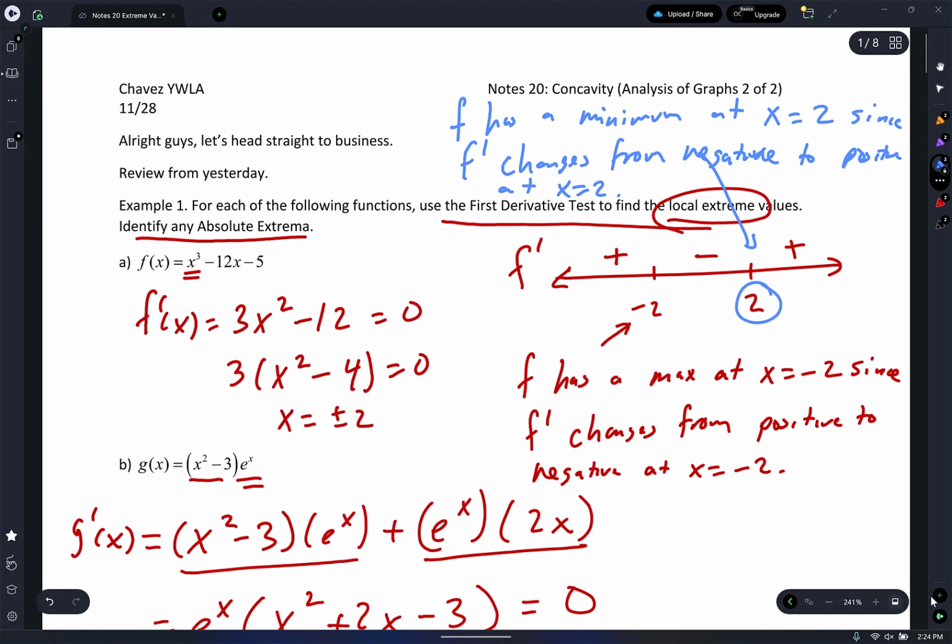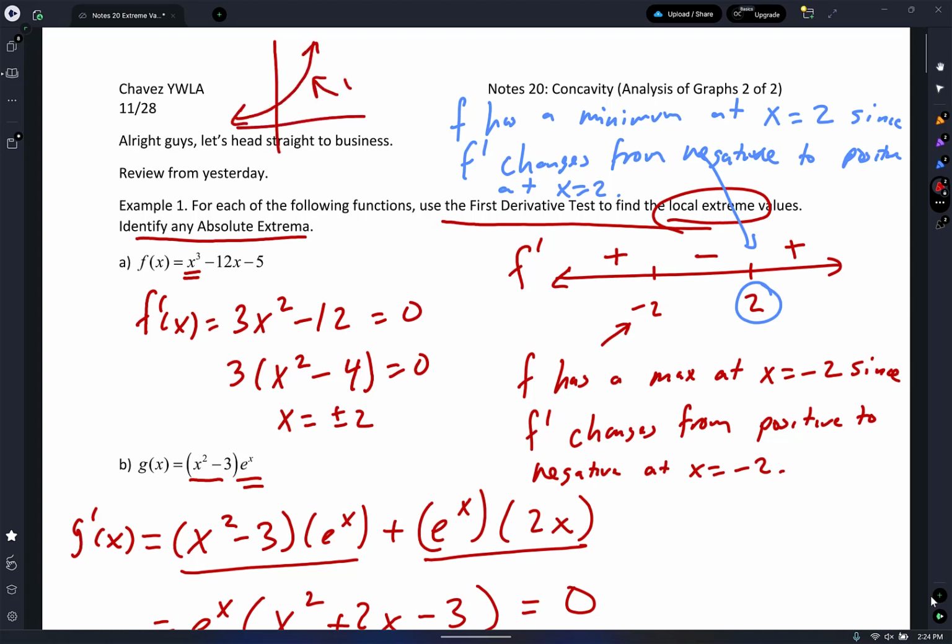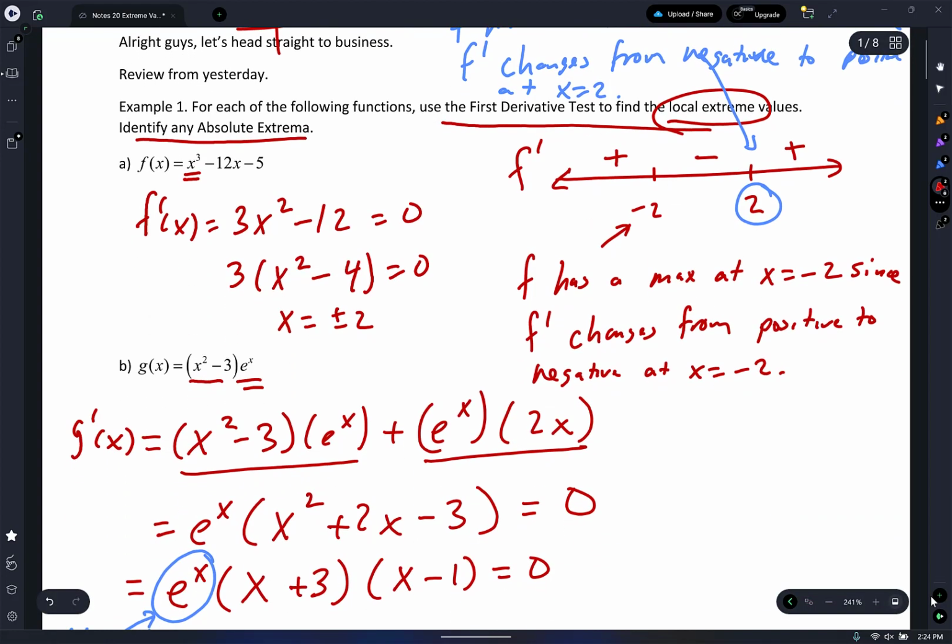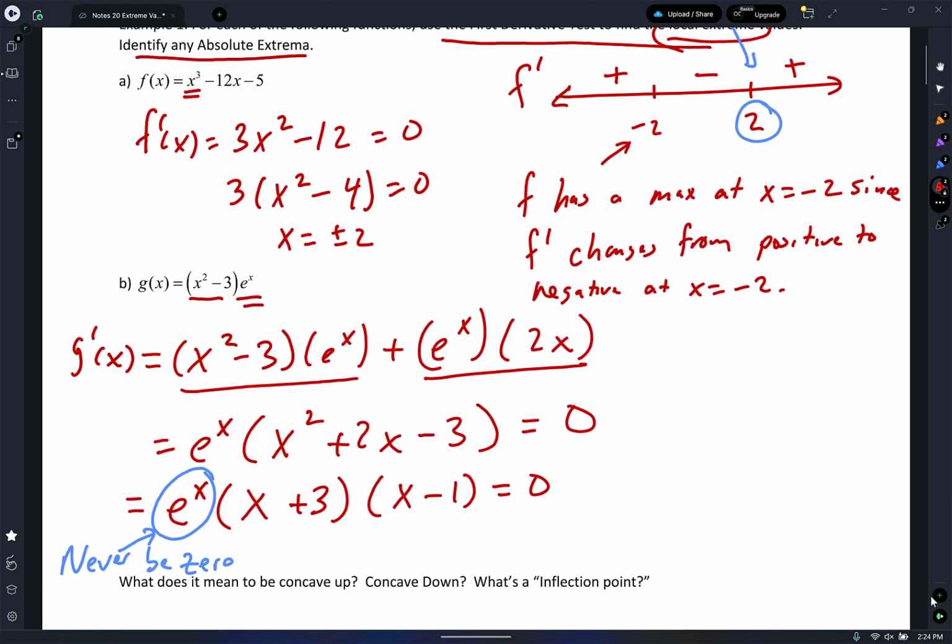I'll write it over here. E to the x looks like this. So never be 0. The limit is 0 as x approaches negative infinity, but e to the x itself will never touch the y value of 0. Will never touch the x-axis. Cool or not cool? But this expression here will be 0 if x equals 1 and if x equals negative 3. How do we feel so far?